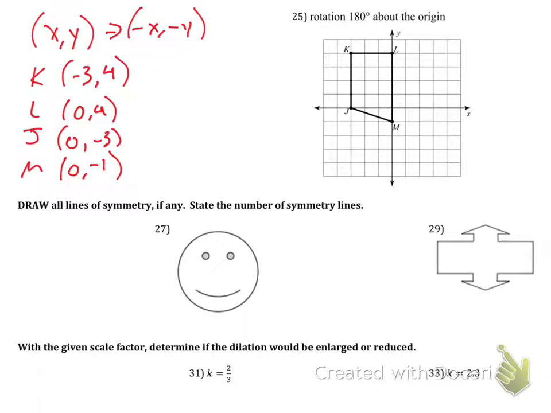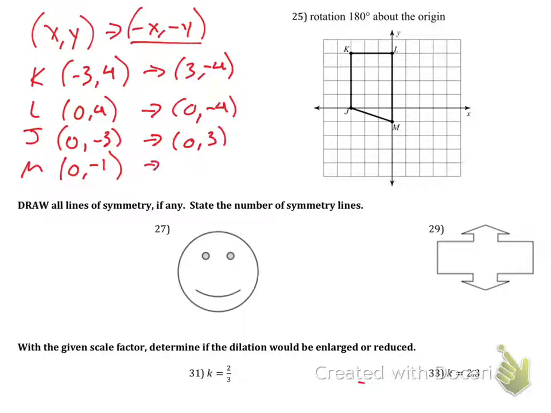So after finding the coordinates of all of these, all I need to do is apply this rule. So it's just the x and the y stay in their same spots, but the signs flip. So K is going to be 3, -4. L is going to be 0, -4, because you can't flip the sign of 0. Same thing with J, 0, 3. And then M is going to be 0, 1.